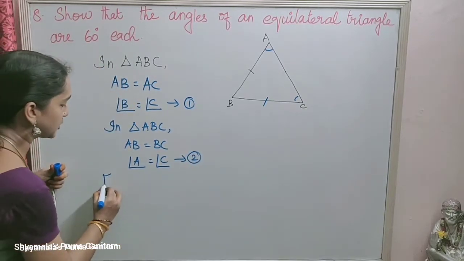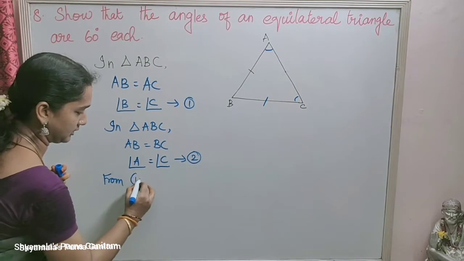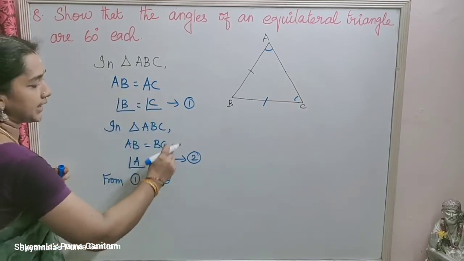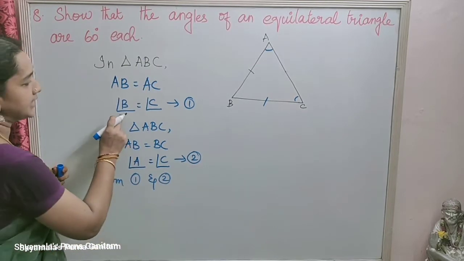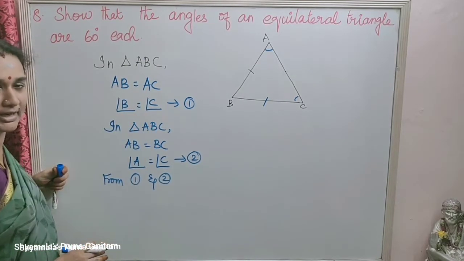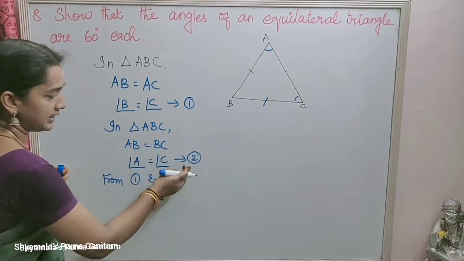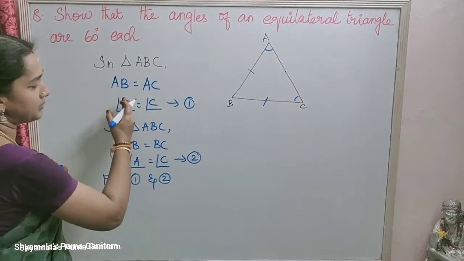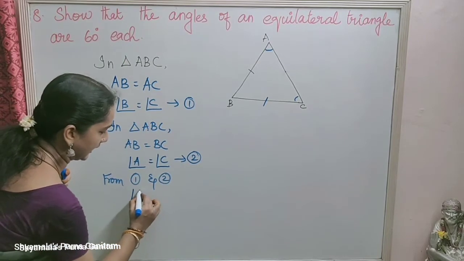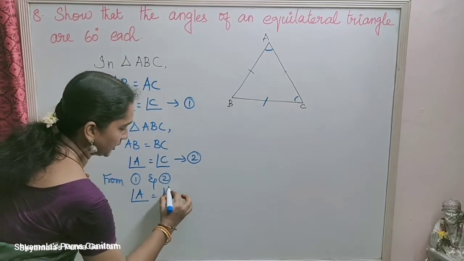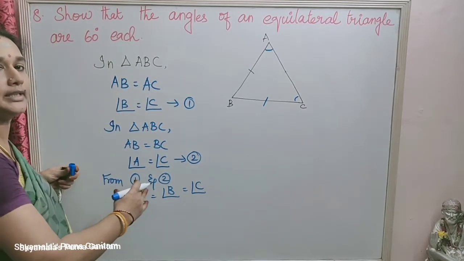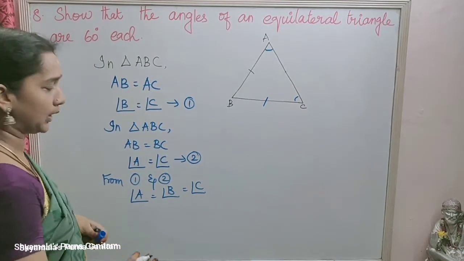So from the first equation and second equation, from 1 and 2, we can say that all the three angles are equal. That is, here angle B is equal to angle C. Then in the second equation, angle A is equal to angle C. So from these two equations, we can say that angle A is equal to angle B is equal to angle C. So all the three angles are equal.